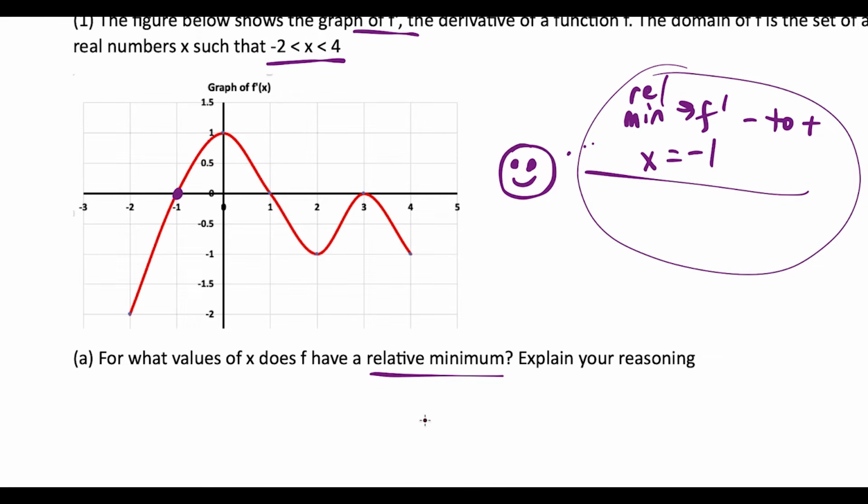But then for part B, we want to know for what value of x does f have a relative maximum. And for relative maximum, what I'm looking for is when does f prime go from positive to negative. So this is the first derivative test. And if we see here at x equals +1, notice there's a sign change from positive to negative. So this is our solution to part B.